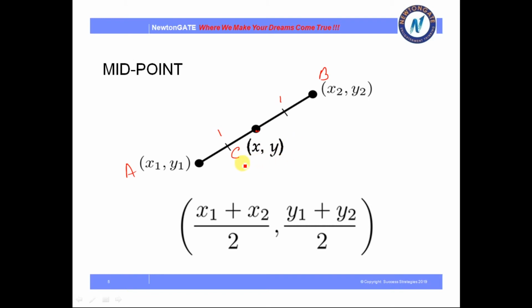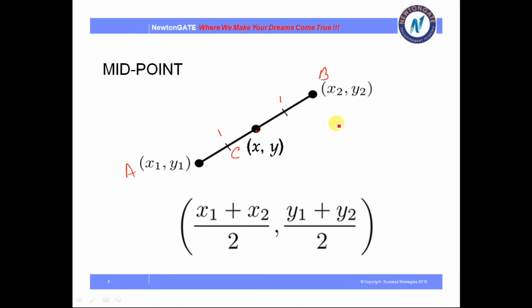Let's say this is C. So how are the coordinates of C given? The coordinates of C are x and y, and it is divided in the ratio 1:1. So the midpoint is, the value of x is (x1 plus x2) by 2 and the value of y is (y1 plus y2) by 2.